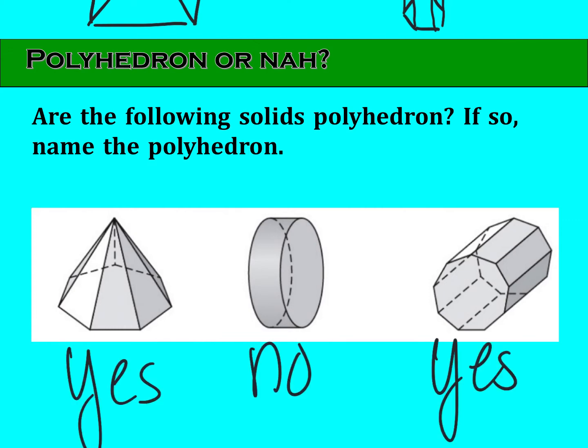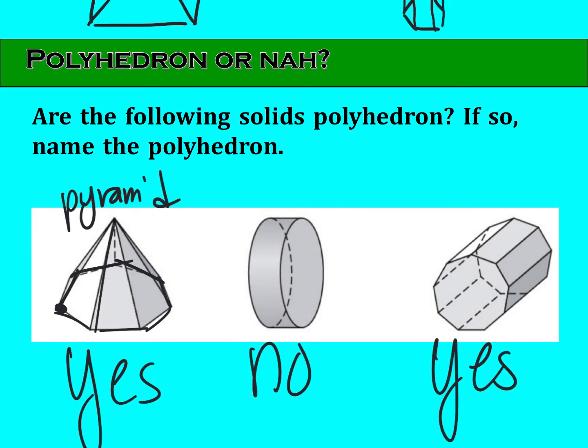So hopefully you got yes, no, yes. The answer for the left one would be yes, because it's got vertices, it's got this face base on the bottom. Bonus points. Is it a prism or a pyramid? It's a pyramid, just so you know. Okay, so pyramid, vertice, face, and it also has edges, so yes.